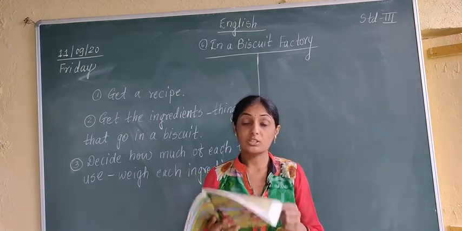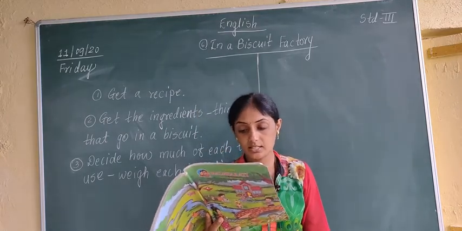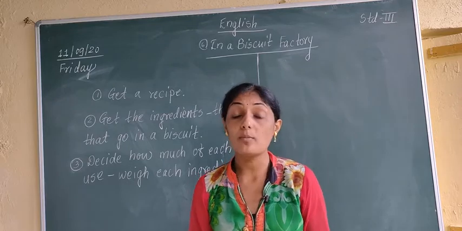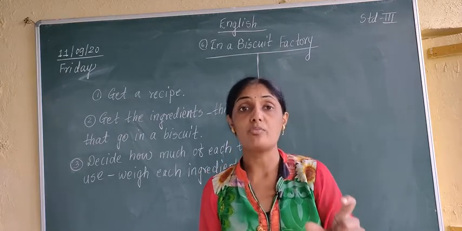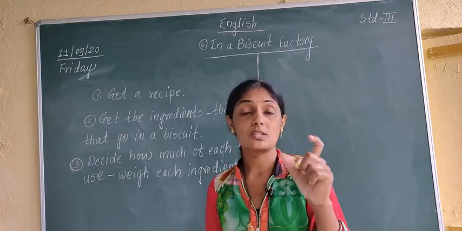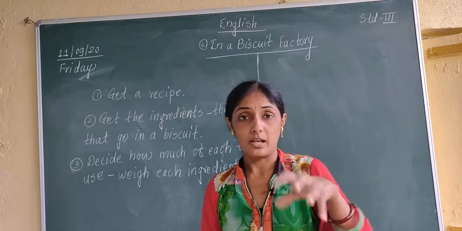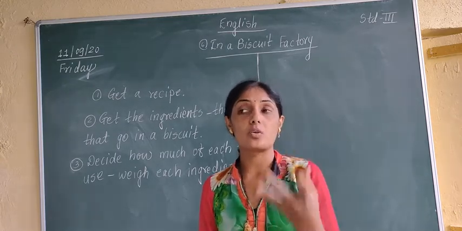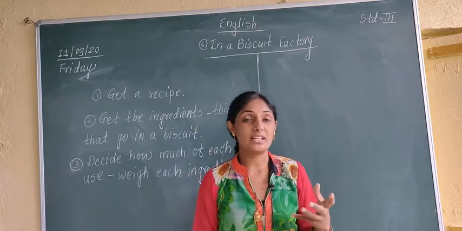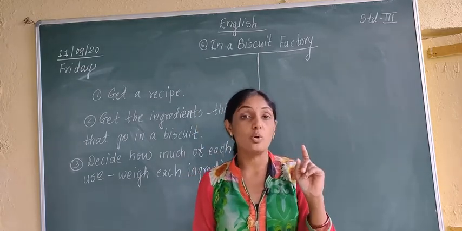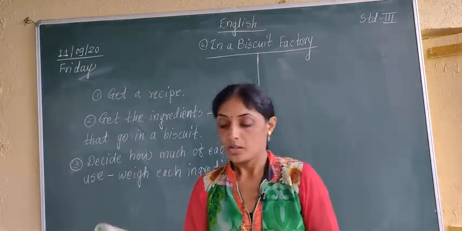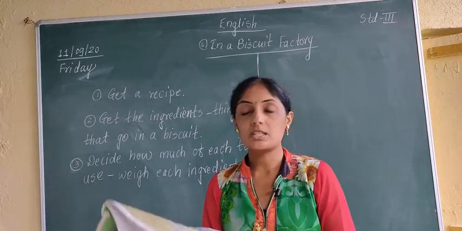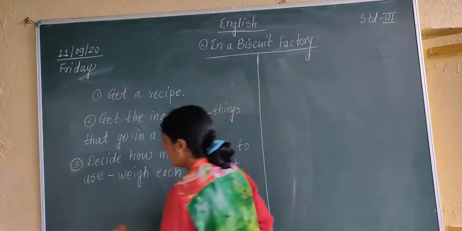Next, the fourth step is mix the things and make a dough. Now dough means what? I have told you, paste of flour. What is formed after mixing water in flour? Dough. You have to pronounce it dough, D-O-U-G-H. Now the fourth step is what? Mix the things.